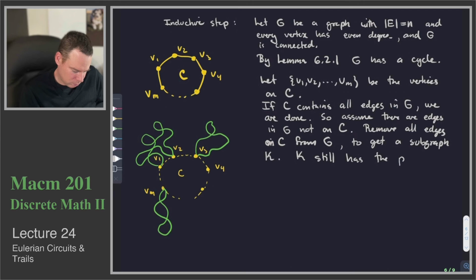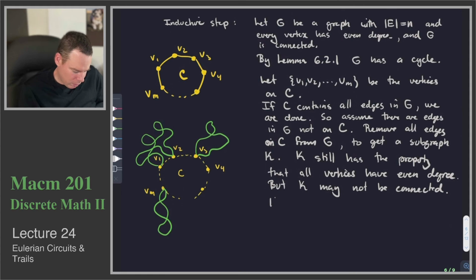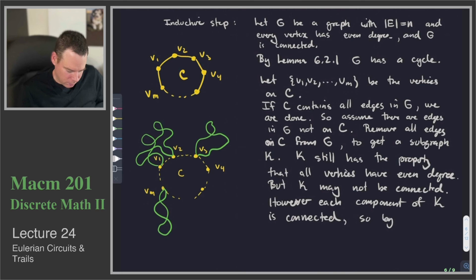K still has the property that all vertices have even degree, but K may not be connected. However, each component of K is connected. So by the induction hypothesis, each component has an Euler circuit, or is an isolated vertex.